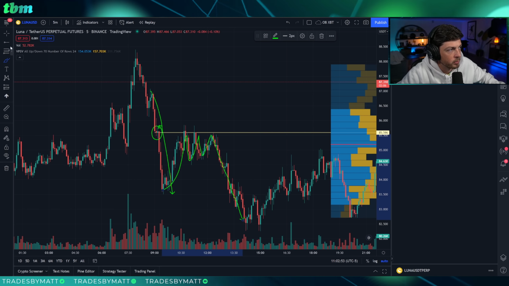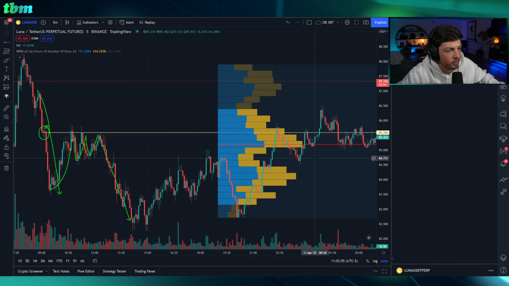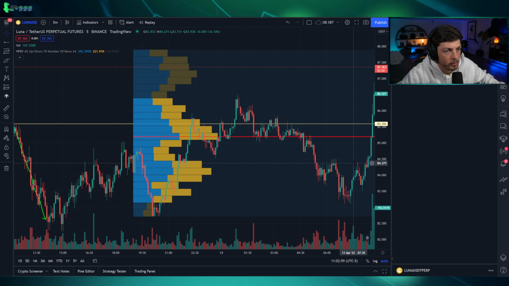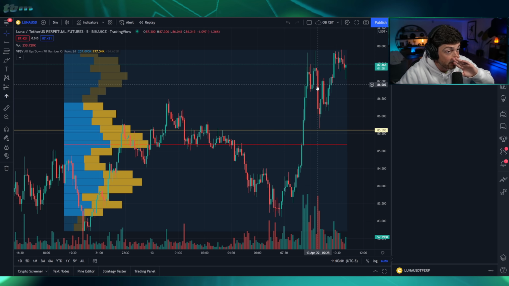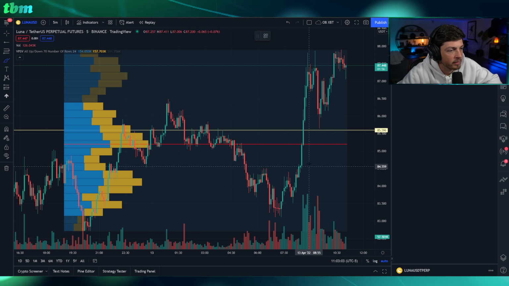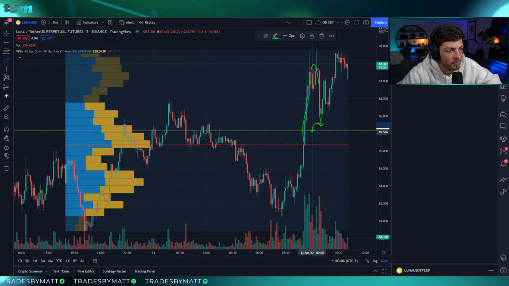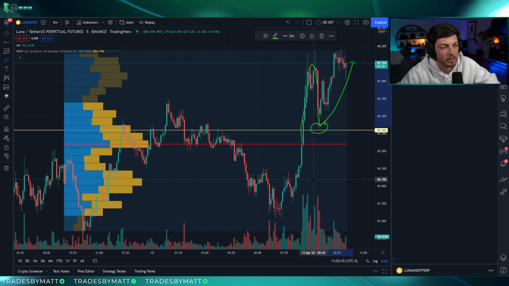And then as we move even farther to the right, that level still applies, right? We're wicking up into it, and now we're finally blasting up out of it. We finally broke out of the level, right? Right here, we broke out of this level. We come back down, and we test that same level and then rip out of it.